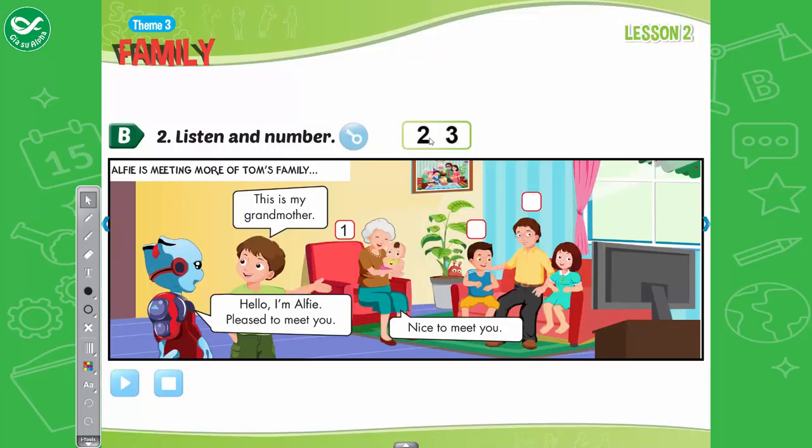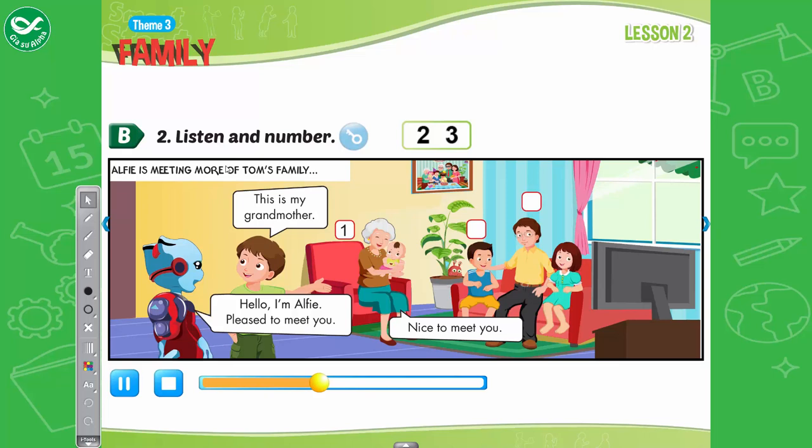B. 2. Listen and number. Look at the pictures. Listen. There is one example. 1. Alfie, this is my grandmother. Hello, I'm Alfie. Pleased to meet you. Nice to meet you. Can you see number one? This is an example. Now, listen and number.